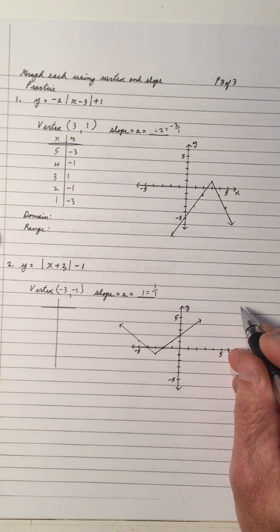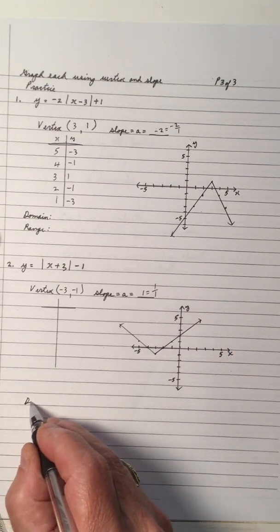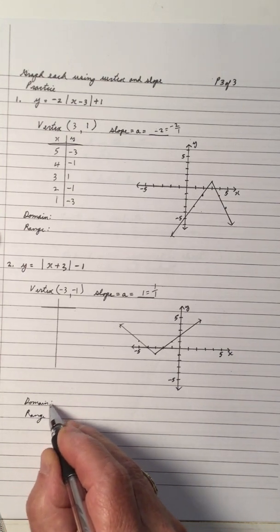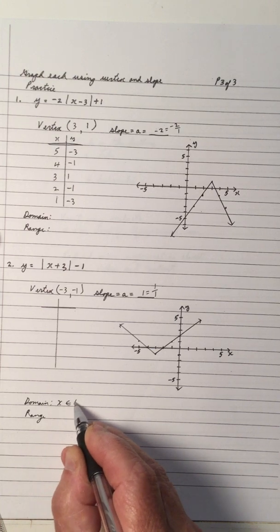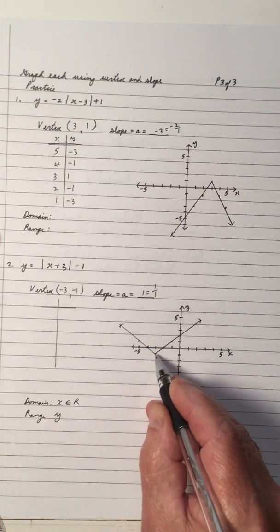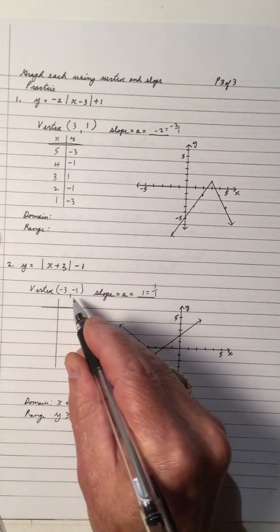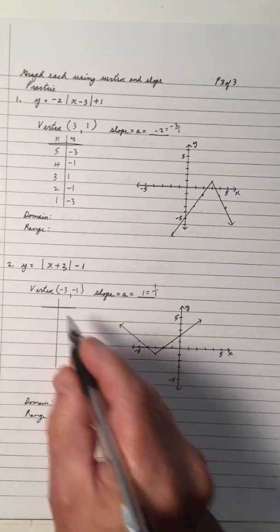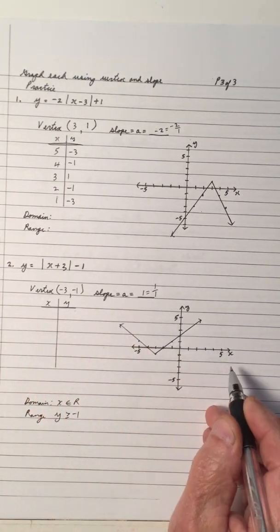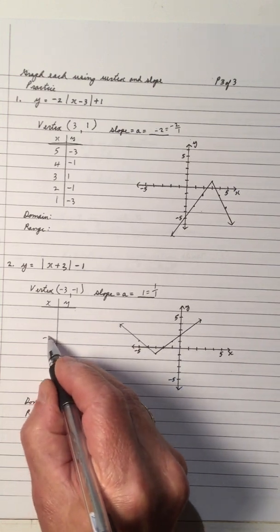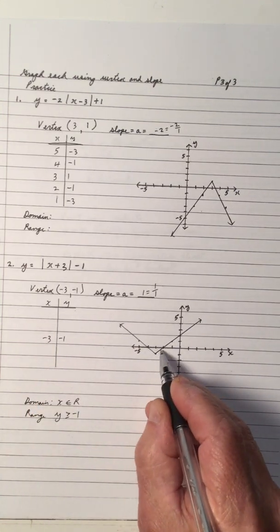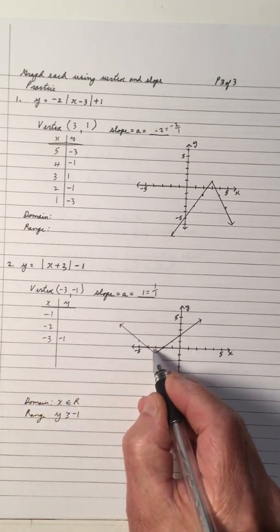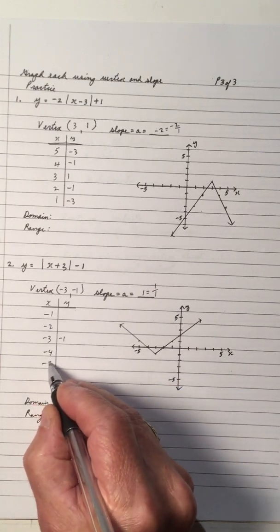And let's do a table of values. Oh, I forgot to put the domain in. Domain and range. So domain belongs to the real numbers, and the range is going up, so it's greater than or equal to the y value of the vertex going up from the negative 1. And let's do a table of values of x and y just to check. The vertex is in the middle, so negative 3, and the right side is negative 2, negative 1. And on the left side is negative 4, negative 5.